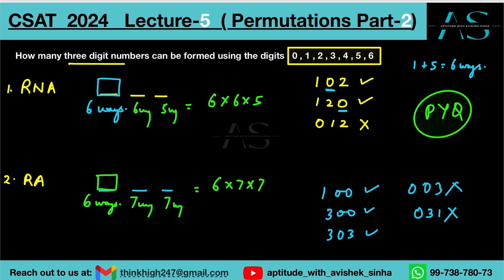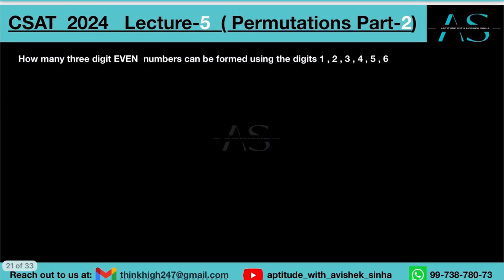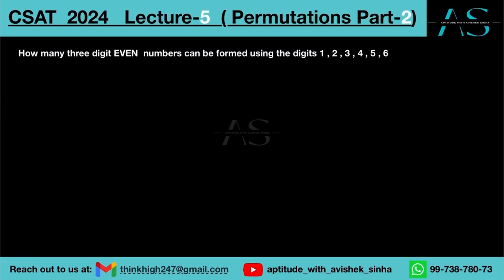Now, if you have seen the strategy video, you know that you have got around 3 to 5 minutes for every particular question if you follow my strategy of solving questions. So you've got ample time to solve a question. You should know the logic to solve these questions. All right. Next, how many 3-digit even numbers can be formed using the digits 1, 2, 3, 4, 5, 6?